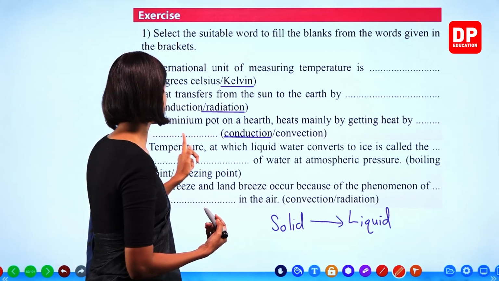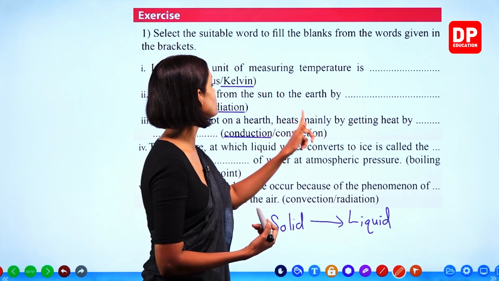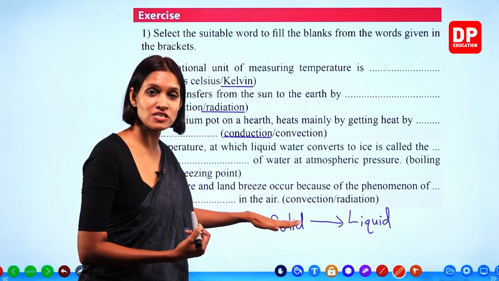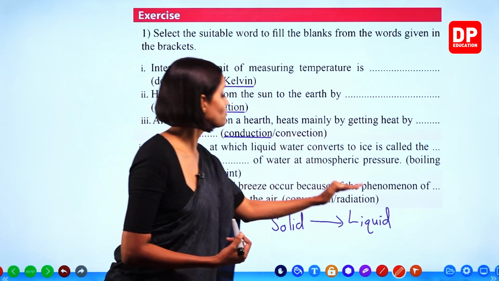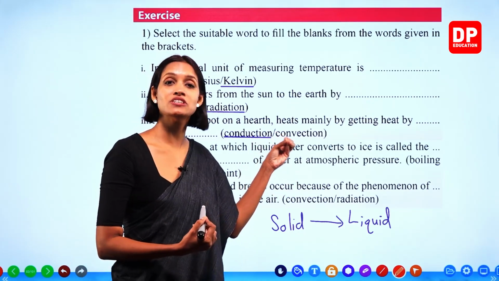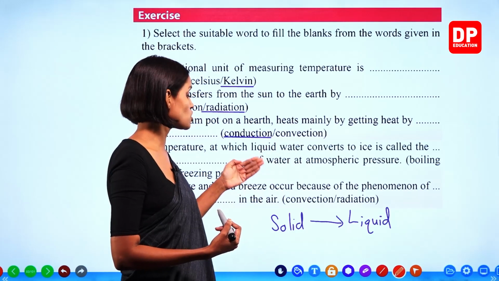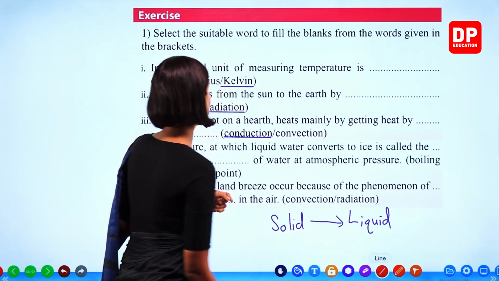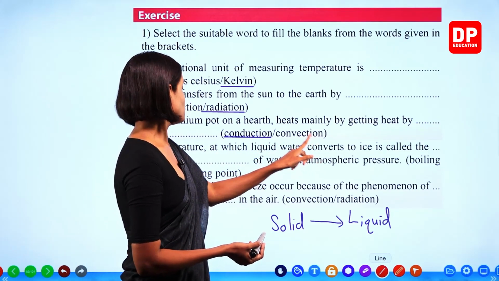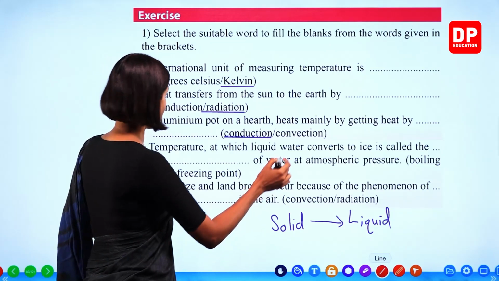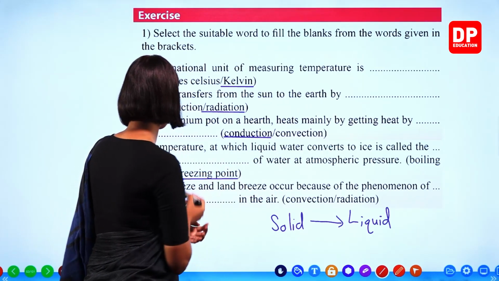Here the question asks the temperature at which liquid water converts to ice. Liquid converts to ice means solid. Right? The specific temperature at which a liquid converts to its solid is known as the freezing point. Okay? So, boiling point, freezing point. Okay, answer is freezing point.